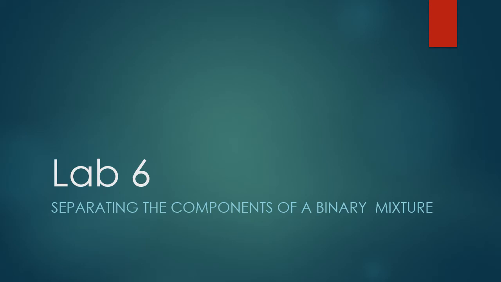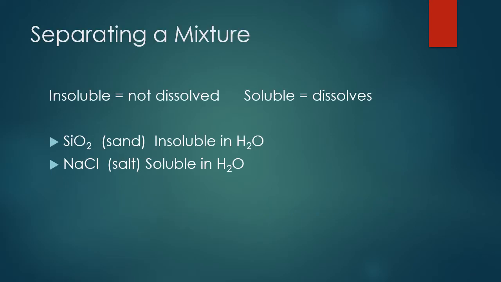For Lab 6, we're going to be looking at separating the components of a binary mixture. The mixture that we're going to be separating is silicon dioxide and sodium chloride. We're going to be separating these two components using their solubilities.